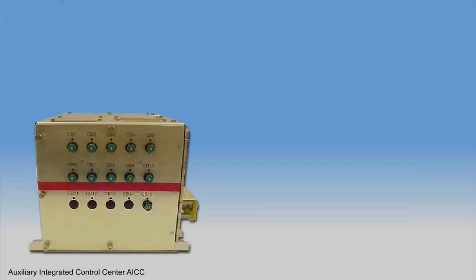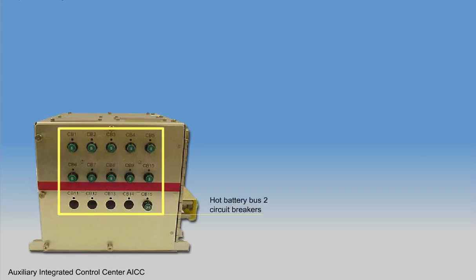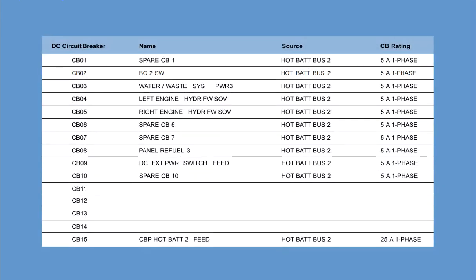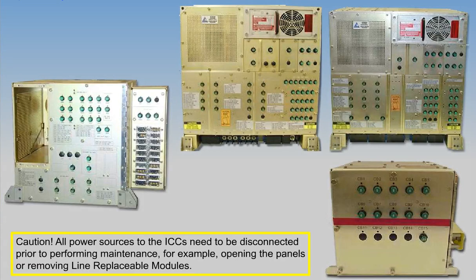The circuit breakers mounted on the front panel of the AICC are DC only: 7 hot battery bus 2 CBs plus 4 spare CBs. This list shows all DC circuit breakers and their ratings installed on the front panel of the AICC. Caution! All power sources to the ICCs need to be disconnected prior to performing maintenance, for example, opening the panels or removing line replaceable modules.